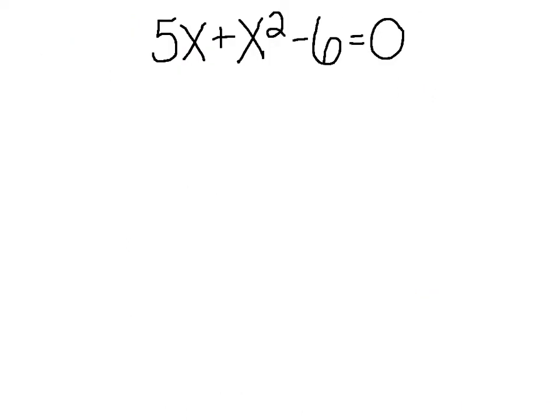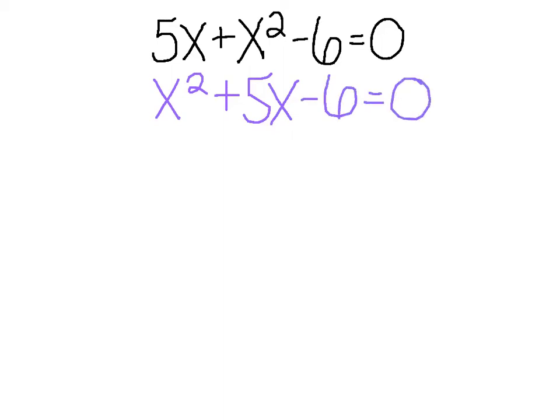So looking at this equation, 5x plus x squared minus 6 equals 0, I want you to pause the video and try this on your own. Okay, first thing we want to do is set the equation equal to 0. Well, it's already been done for us, so we can skip that step. Step 2 is to put the polynomial in standard form. Well, I want it in descending order, so x squared will come first, plus 5x minus 6 equals 0.